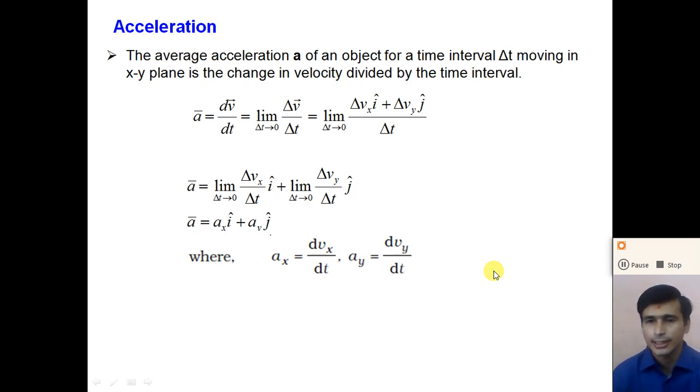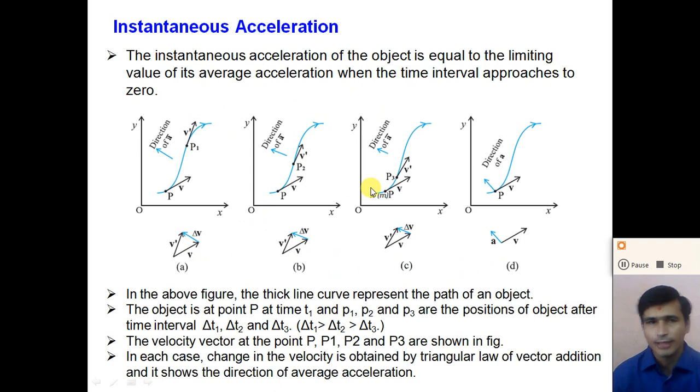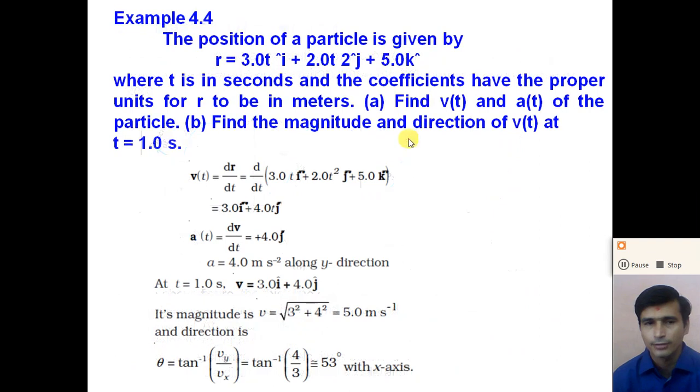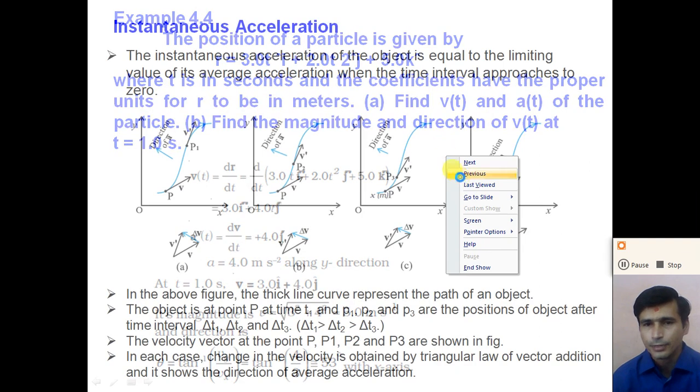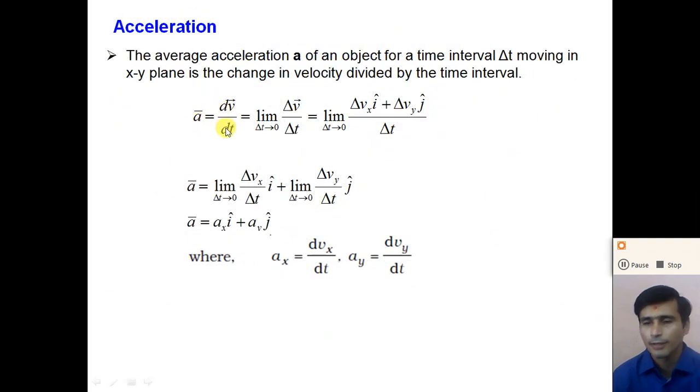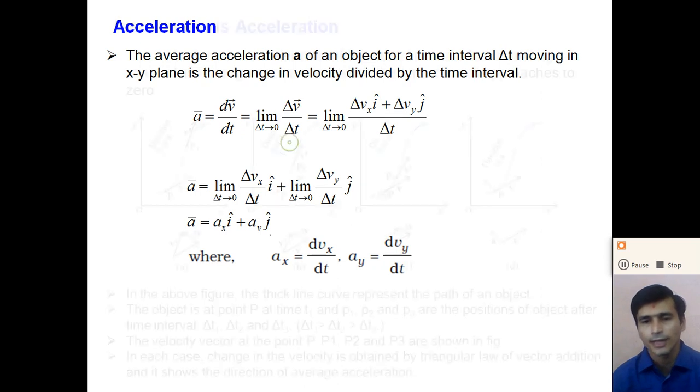Now instantaneous acceleration: the limiting value of the average acceleration when the time interval approaches 0 is called the instantaneous acceleration. So instantaneous acceleration we can find with the help of the previous a is equal to dv by dt, right? Differentiation of the velocity with respect to time gives us the instantaneous acceleration, right? And the change in the velocity divided by the time interval gives us the average acceleration.